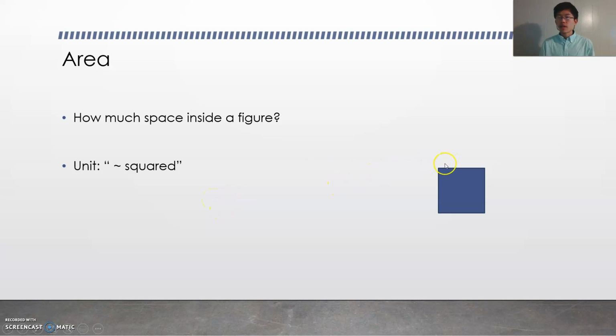And it represents how many 1 by 1 squares fit into a figure. For example, if you have an answer like 40 centimeters squared, that means in that figure you can put 40 of these 1 centimeter by 1 centimeter squares. 40 of these. That's just an example, but this is the concept of area.